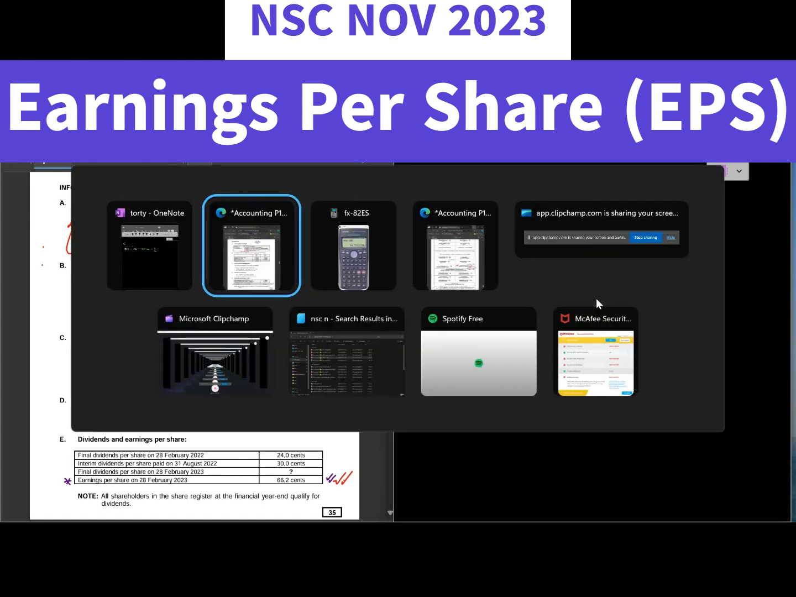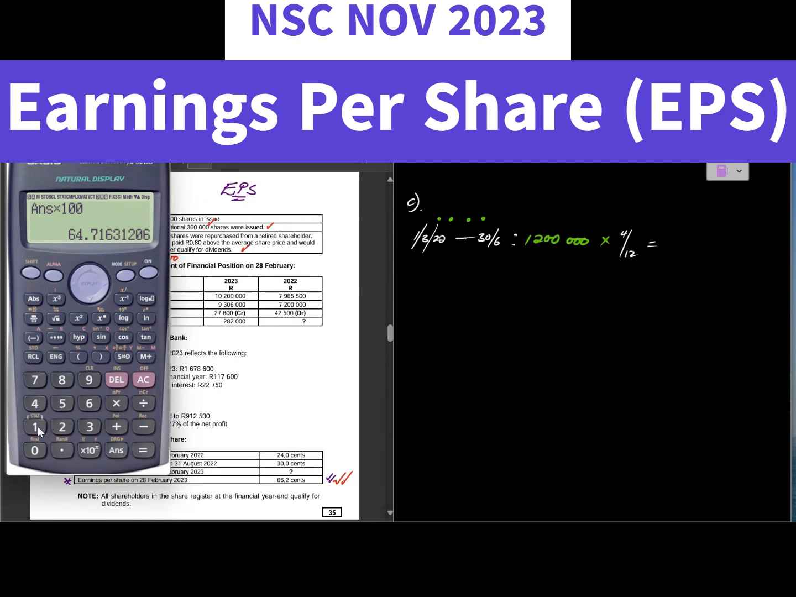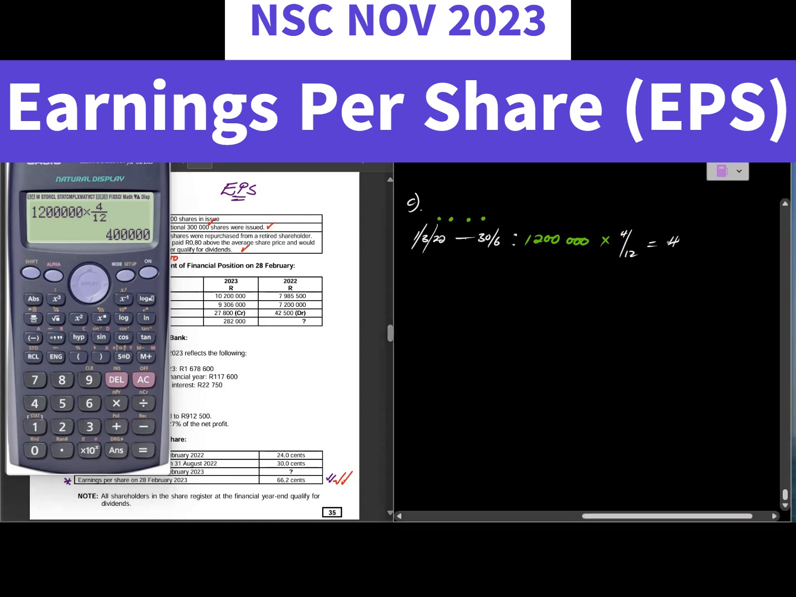Okay, let's see, where is our adding machine? There you are. So we're going to say 1.2 million, then multiply that by 4 over 12, and that's going to give us 400,000 shares. So here we're going to have 400,000 shares. Let's come to the next one now.